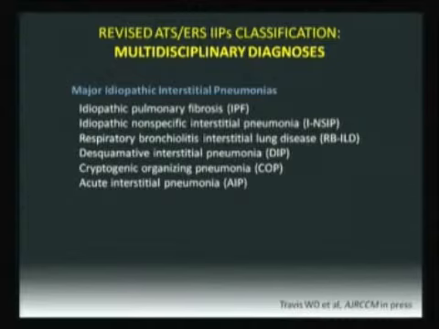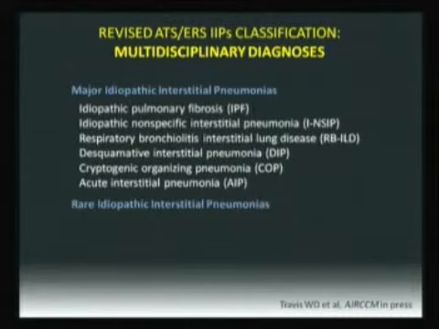AIP is a very rare entity. Still there are cases, but it's extremely rare, overwhelmingly rare. Most of the AIP, actually, they are exacerbation of IPF, unrecognized. So you see the practical and pragmatic approach, major and rare. Major means you're going to find this disease in your clinical practice almost daily. Rare means probably they are patients you are not going to see.